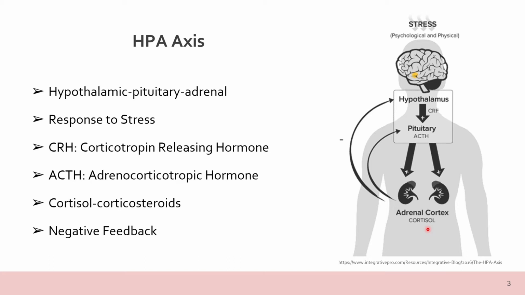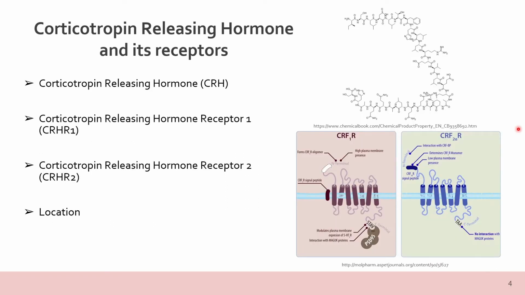The HPA axis is controlled by a negative feedback. Cortisol inhibits CRH and ACTH release, ending the stress response. We are interested in the role of CRH in this response. As discussed earlier, CRH is a neuropeptide that stimulates the production of ACTH. It acts in the pituitary and participates directly in the stress response. Here we can see its structure.